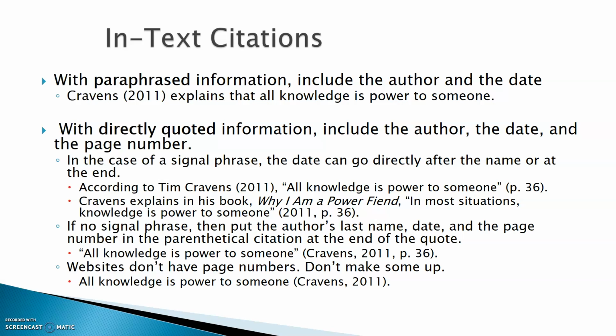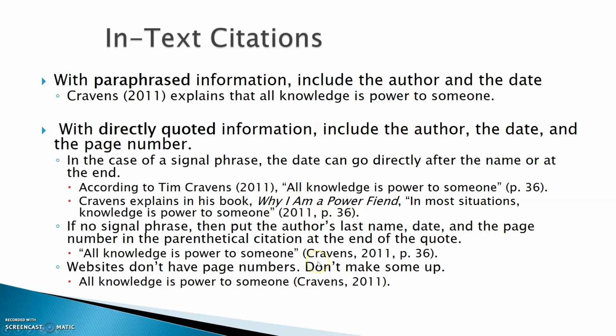So with paraphrased information, you have the author, and then the date right after, explains blah, blah, blah. If it's a direct quote, and this is a slight change from the previous APA, then you also need to include the page number. There's a variety of ways you can do that. Here's our signal phrase, according to Tim Cravens, here's our year, here's the direct quote, page 36. Or we have Cravens explains in his book, blah, blah, blah, in most situations, blah, blah, blah, here's your year, comma, page number.